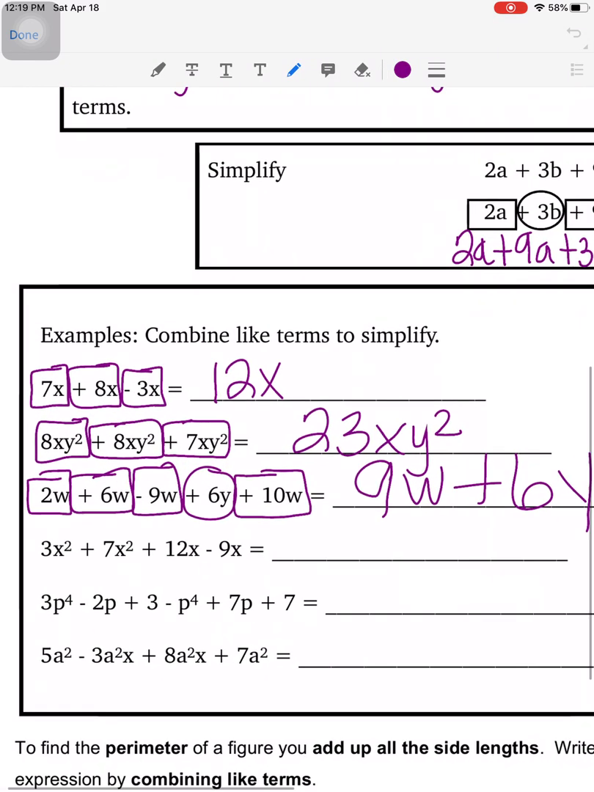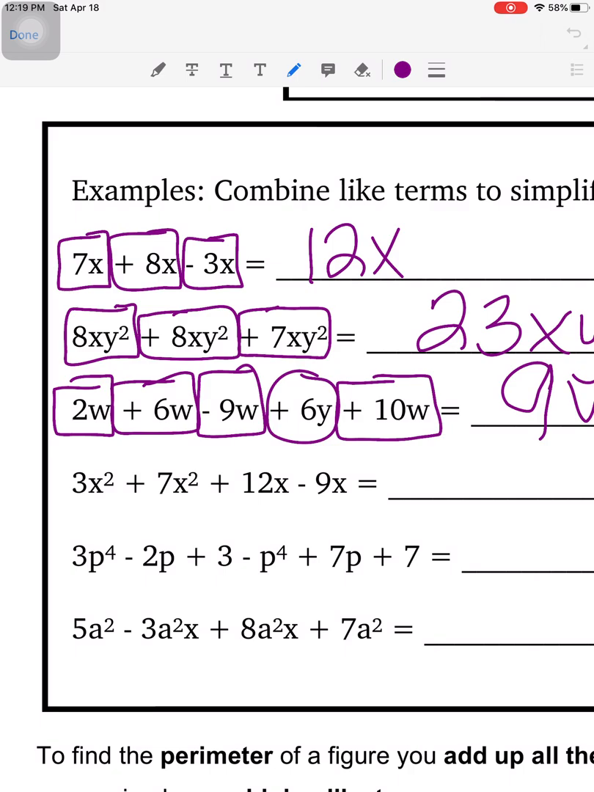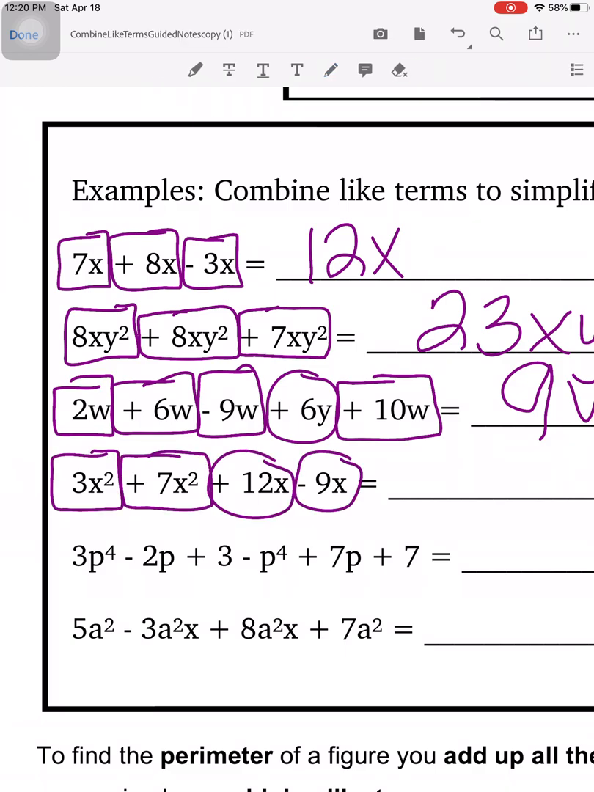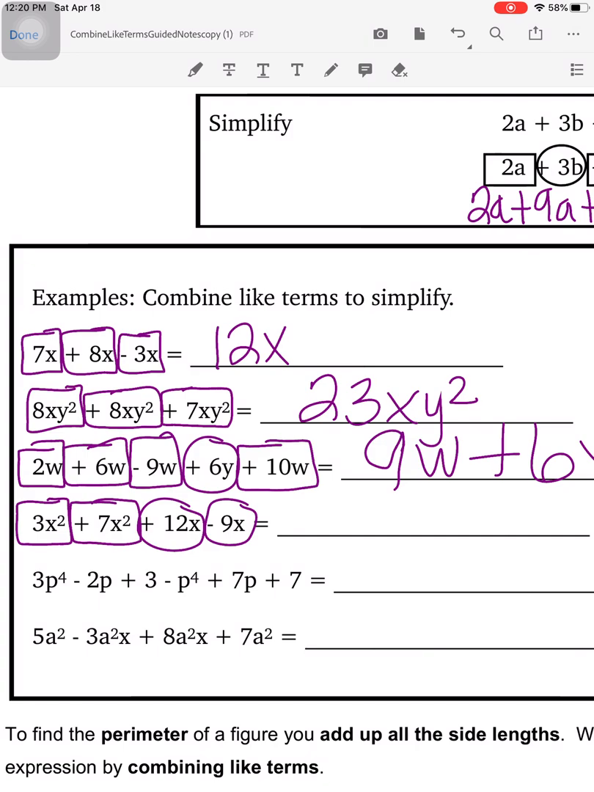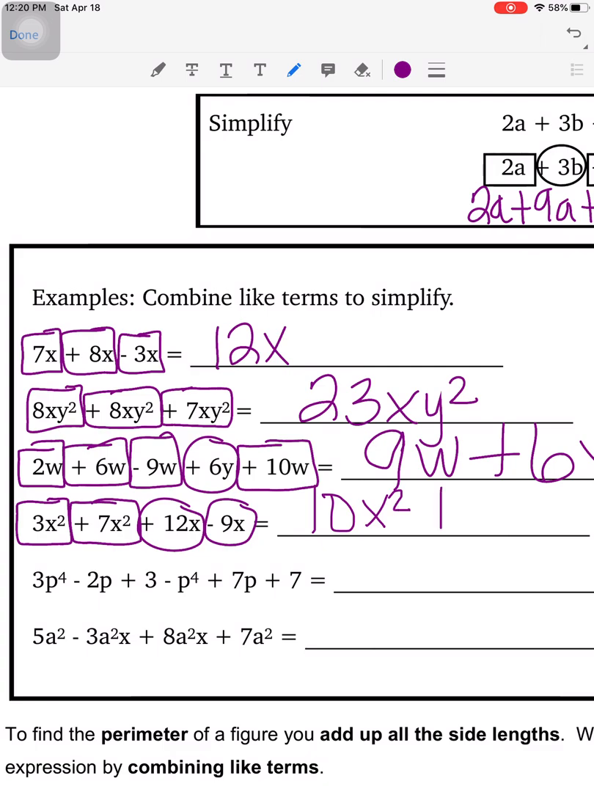The next one, we have a positive 3x squared, a positive 7x squared. Okay, and those are the two that are alike. And then we have a positive 12x and a negative 9x, and they are the same. So we're going to use two different shapes. All right, then we're going to add or subtract. So we add 7 plus 3 gives us 10x squared, sorry, plus 12x minus 9x gives us 3x.